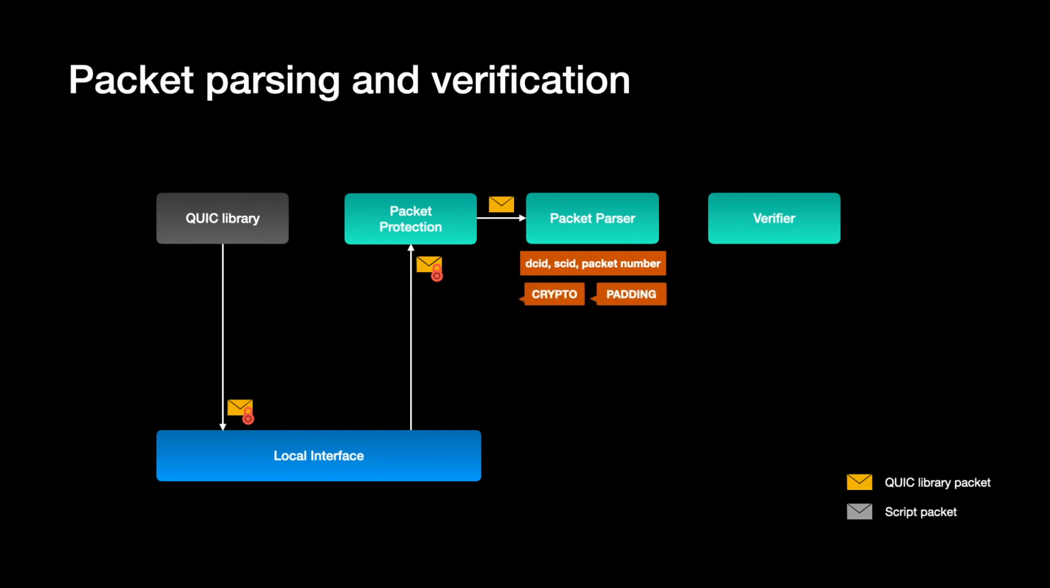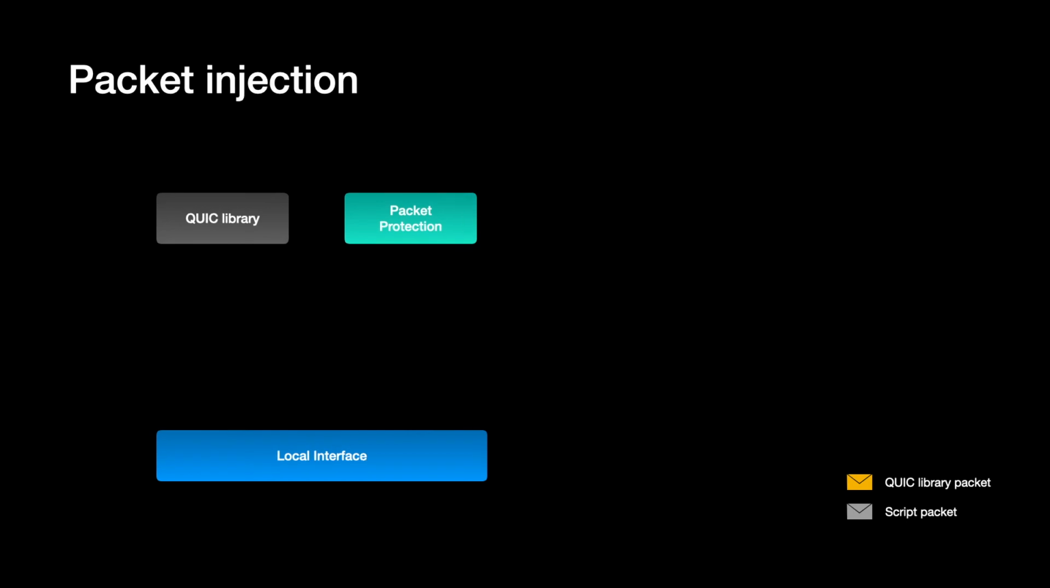It then passes the parsed packet to the verifier, which performs a field-by-field match on all header and frame fields. The result is a pass when all the fields match. Otherwise, if any of the comparisons fails, the test fails. And finally, we take a look at how we inject the script packet into the QUIC library.